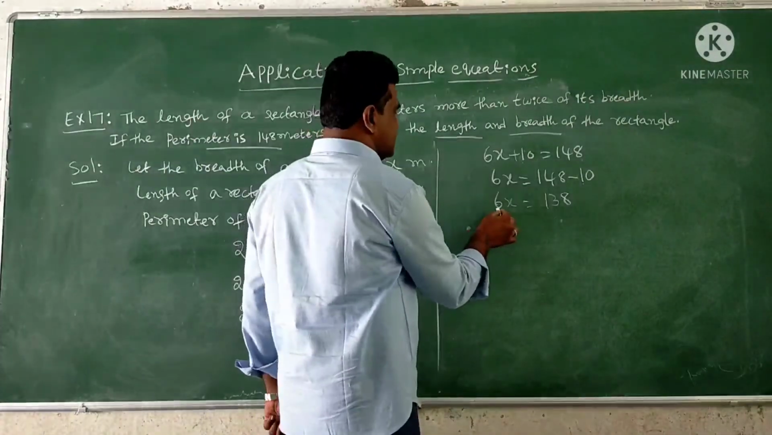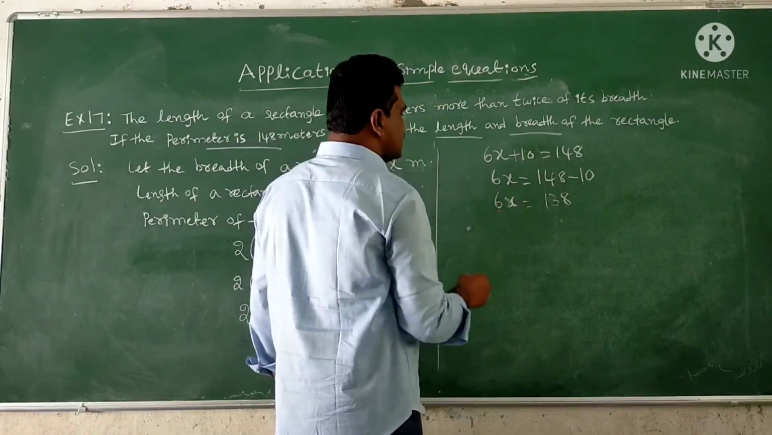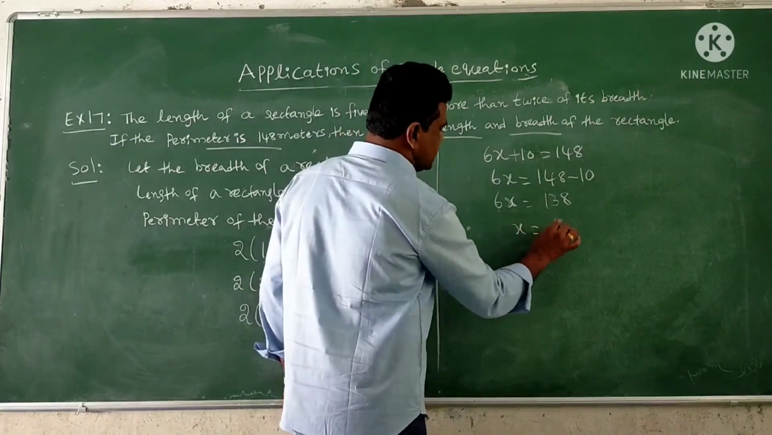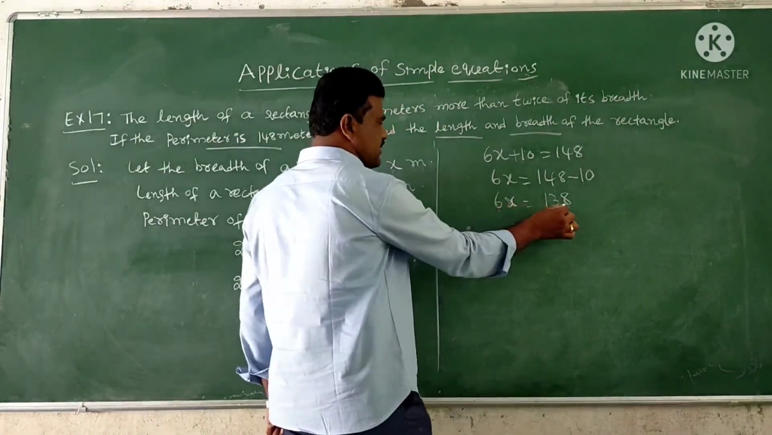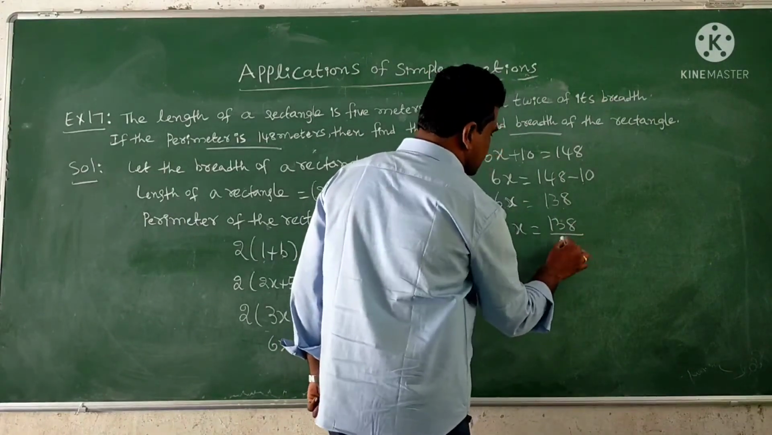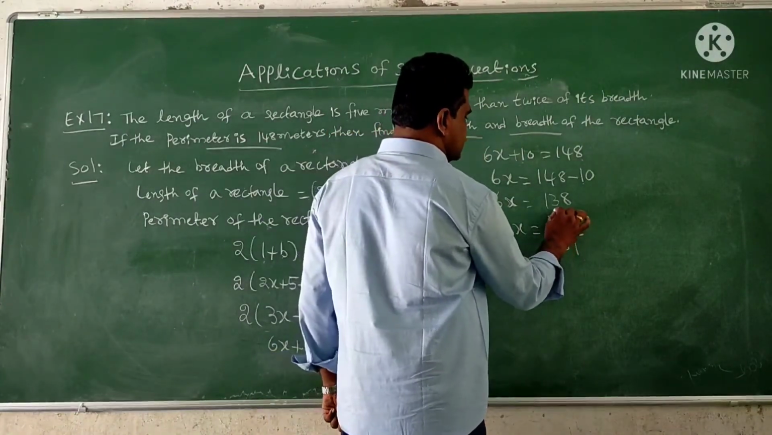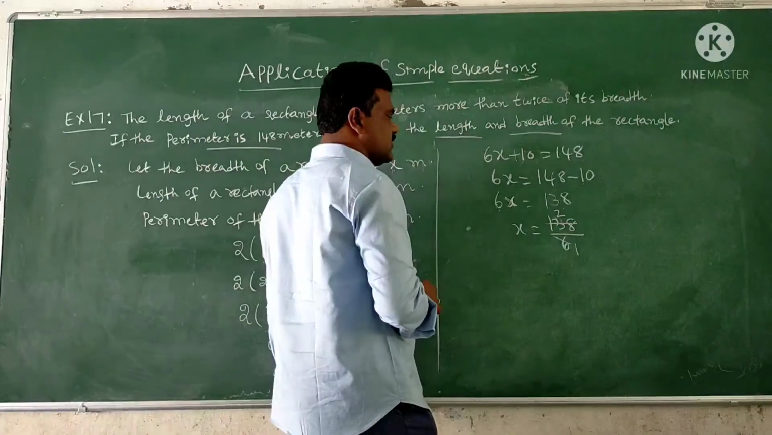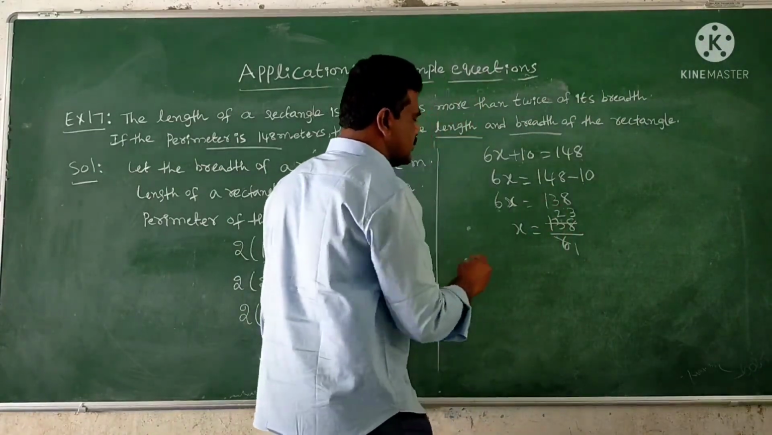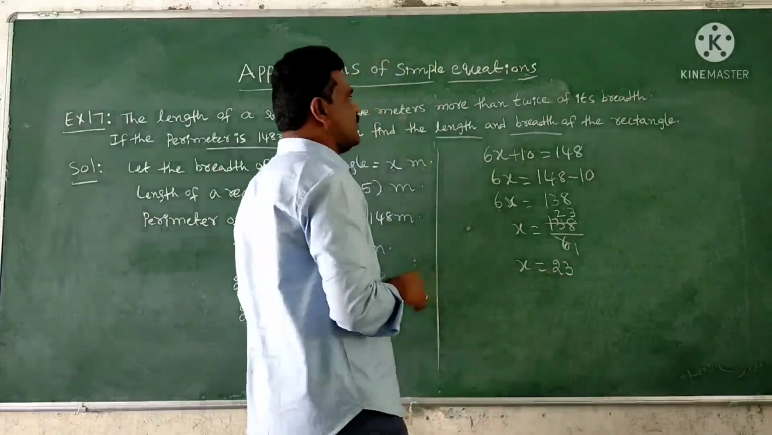In LHS, 6 is multiplying. So transpose 6 to RHS, it becomes divides. So 138 by 6. Now 6 ones are 6, 6 twos are 12, 6 threes are 18. So x is equal to 23.